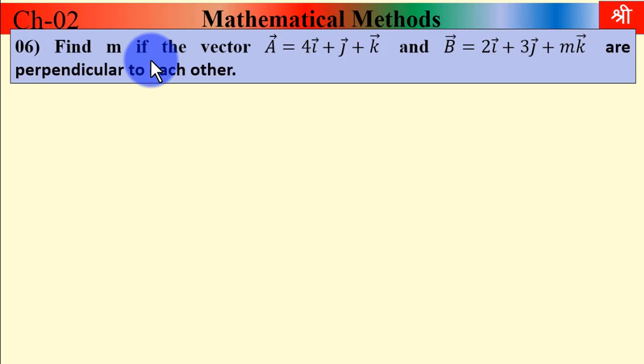What is that? Find m if the vectors vector a equal to 4i plus j plus k and vector b is equal to 2i plus 3j plus mk are perpendicular to each other.